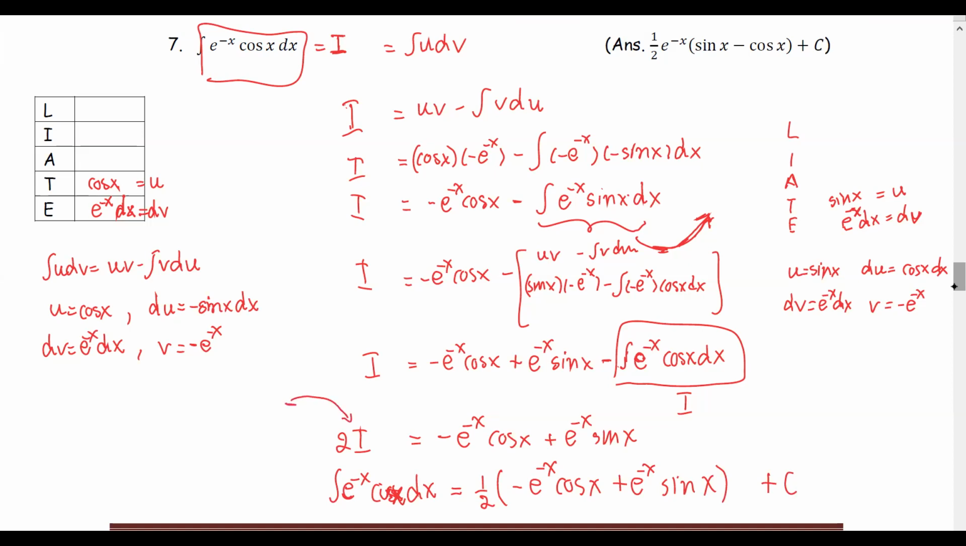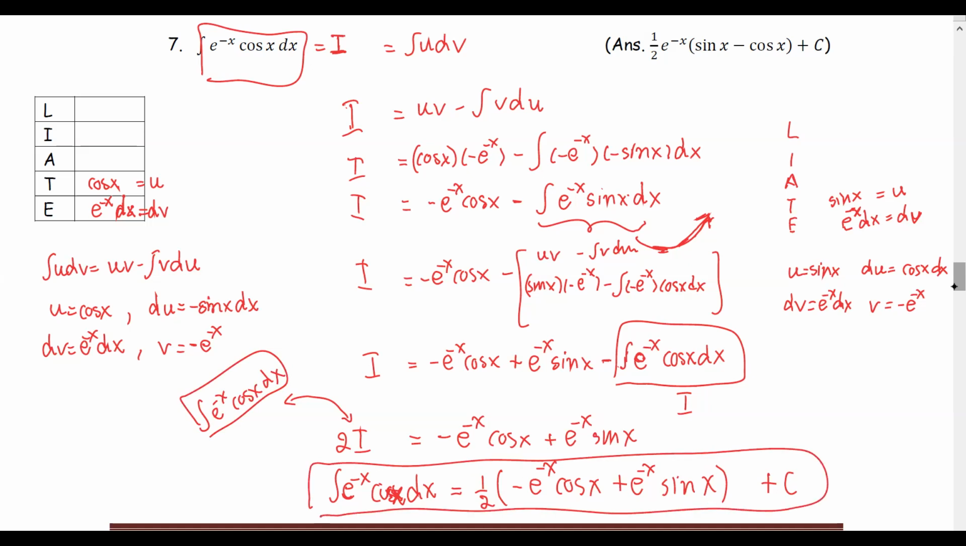Recall here, I is the integral of e to the negative x cosine x dx. So twice I is the right-hand side. So divide all by 2 to get the result that we are looking for. And this situation is called repeated use of integration by parts.